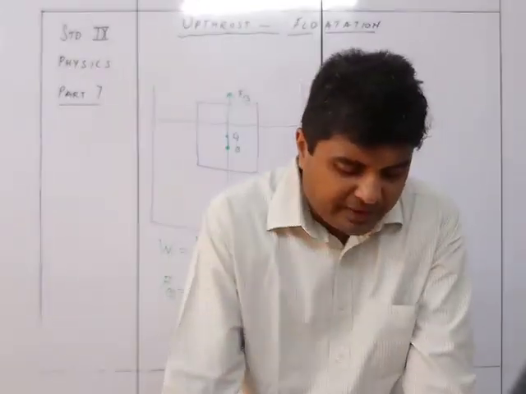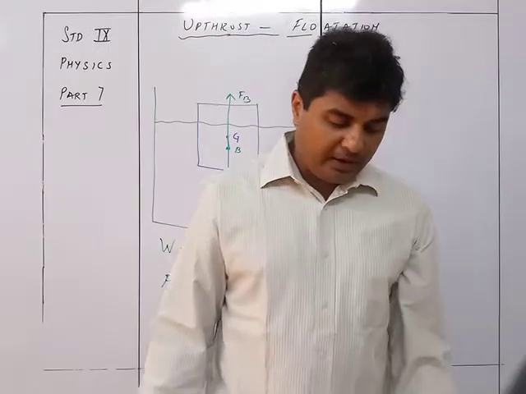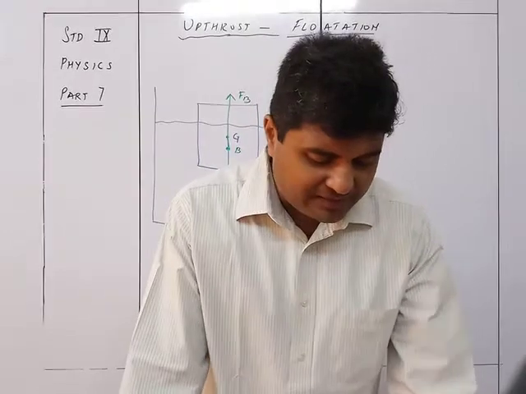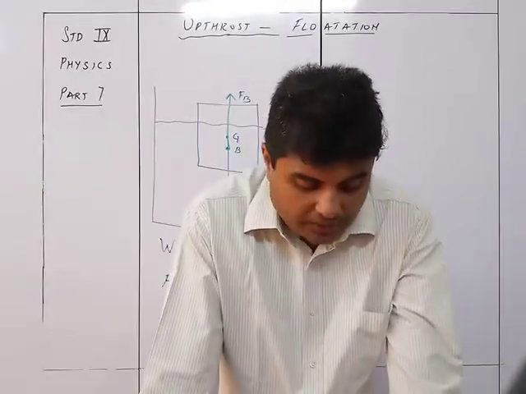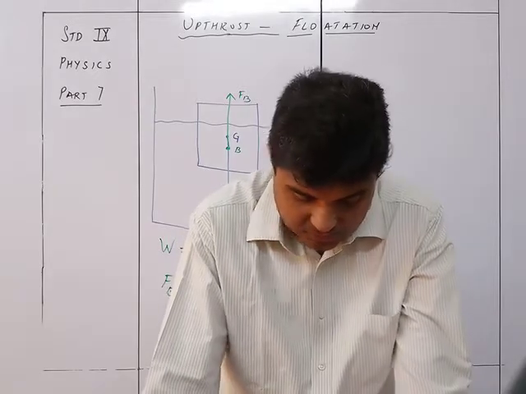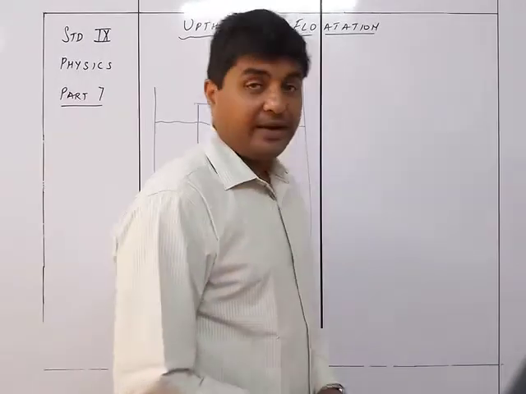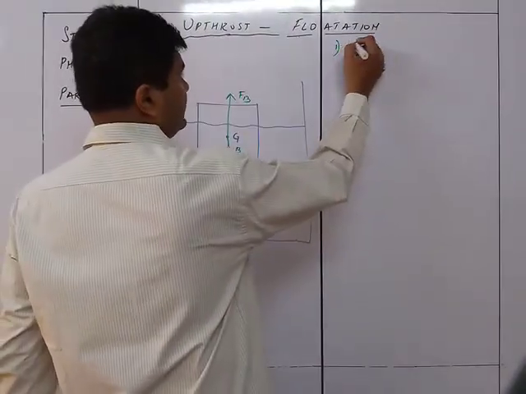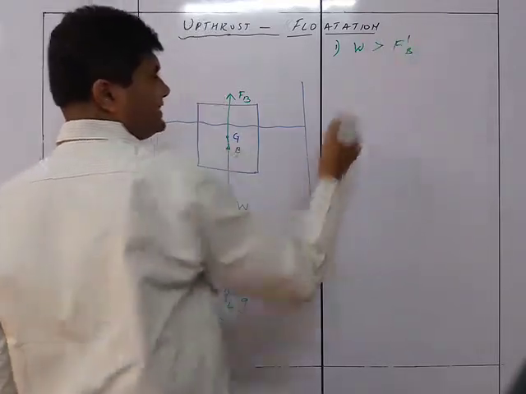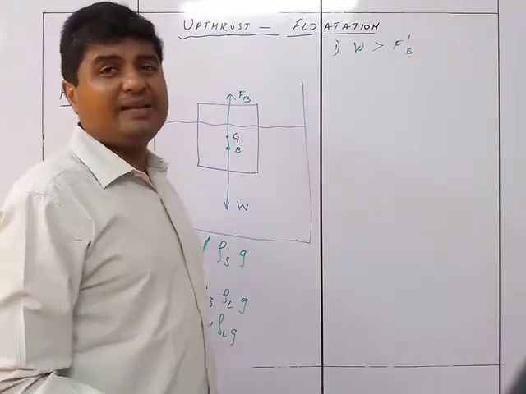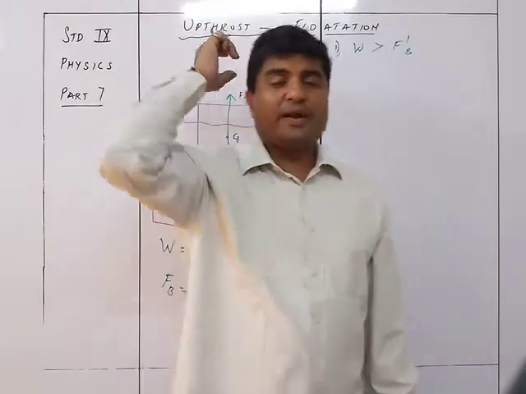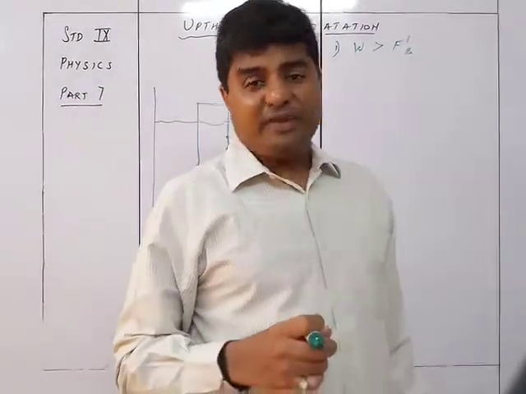Obviously, the upthrust FB is maximum, equal to F dash B, when the body is completely immersed in the liquid. Depending upon whether the maximum upthrust F dash B is less than, equal to or greater than W, the body will either sink or float in the liquid. So we consider the following three cases. The first case is W greater than F dash B, that is the maximum upthrust when the body is completely submerged in the liquid.